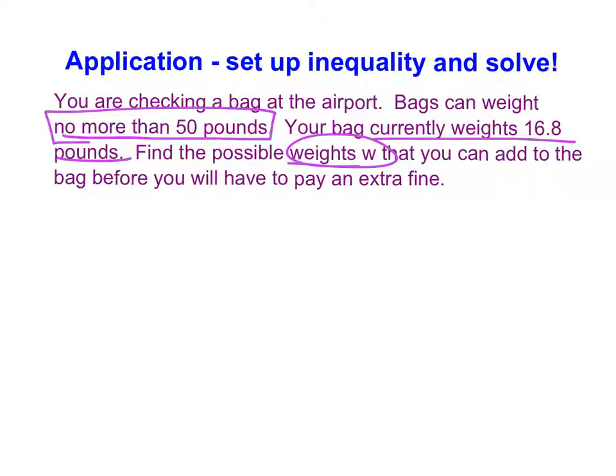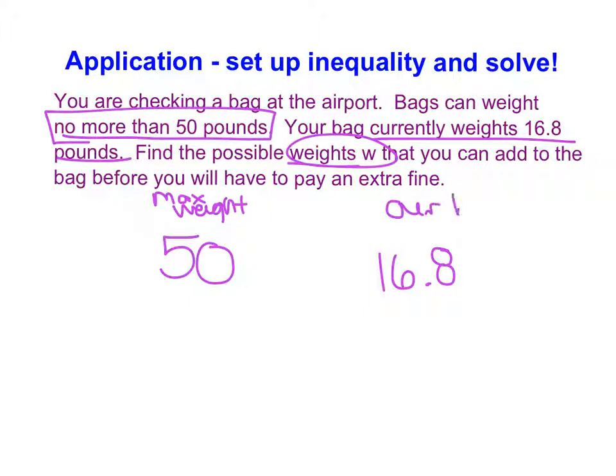So, I'm going to put the 50 over here. This 50 is the max weight before we have to pay a fine, and we don't want to pay a fine. So 50 is our max weight. Now, our bag currently sits at 16.8 pounds. So this is our bag. And we're going to add some weight to it. We don't know how much, but we're going to add some weight to it.